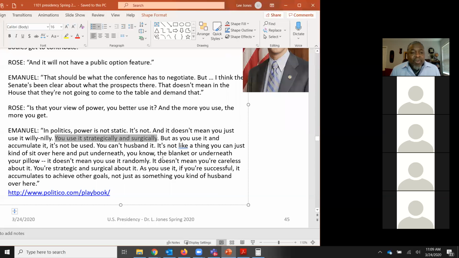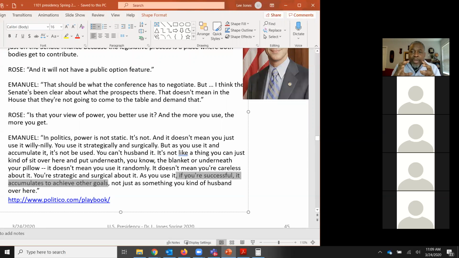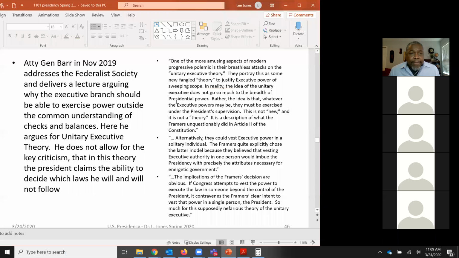It doesn't mean you use it randomly. You can't be careless about it. He says you have to be strategic and surgical about it. And if you are successful, it accumulates to help you achieve other goals. Your ability as a president to successfully use your power means that you are going to be growing your power and growing it and growing it. Thus, the aggrandizement of power by every president leads to the power of the presidency. That's the Obama administration. Look at what the Attorney General of the Trump administration said just last November.